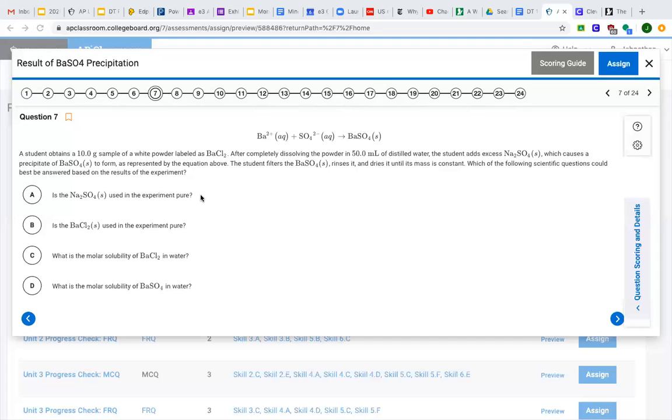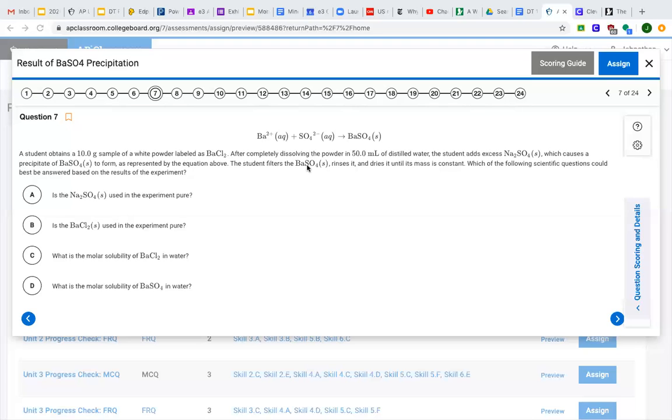So here's what happens. You dissolve this barium chloride in water completely, right? So all the barium is in solution. And then what you do is you add sodium sulfate to pull all of the barium out of solution. So you completely remove all the barium from solution. And then you have some mass of barium sulfate, right? It's a powder, you dry it and you've got some mass.